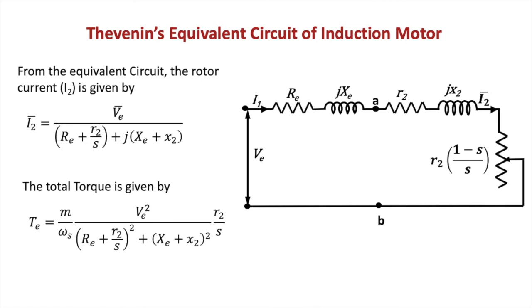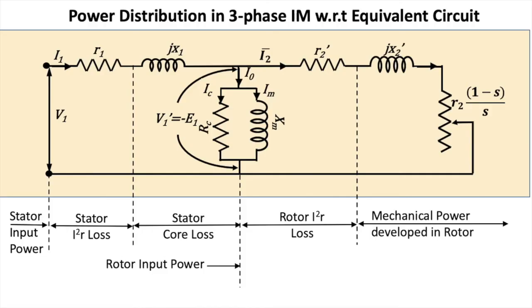So the total torque will be given as M by omega S into I2 square R2 by S. So M is the number of phases in the given circuit. Because we are discussing the three-phase induction motor, M will be equal to 3. Omega S is the synchronous speed of the motor in radians per second, that is 2 pi Ns, so the torque is M by omega S into VE square by the impedance square of the given circuit into R2 by S.